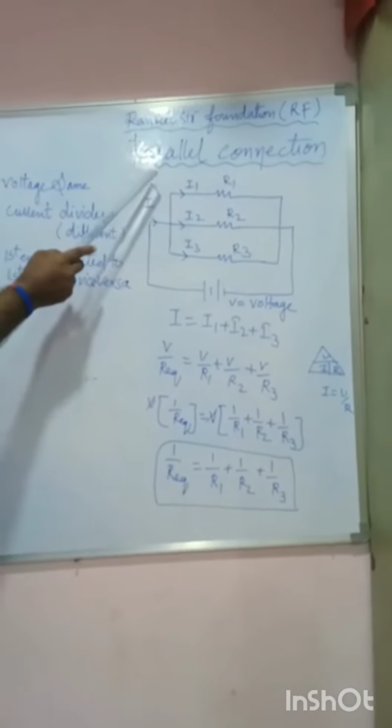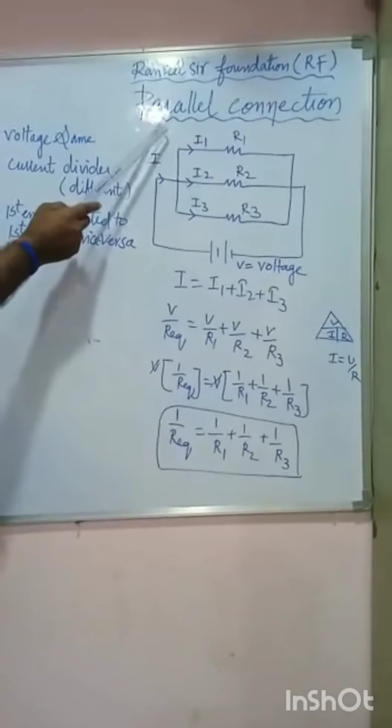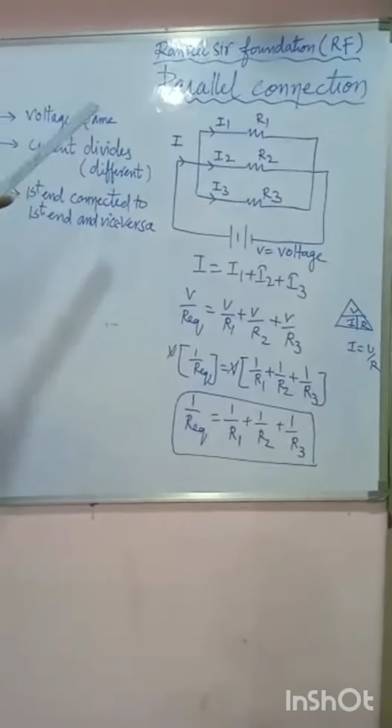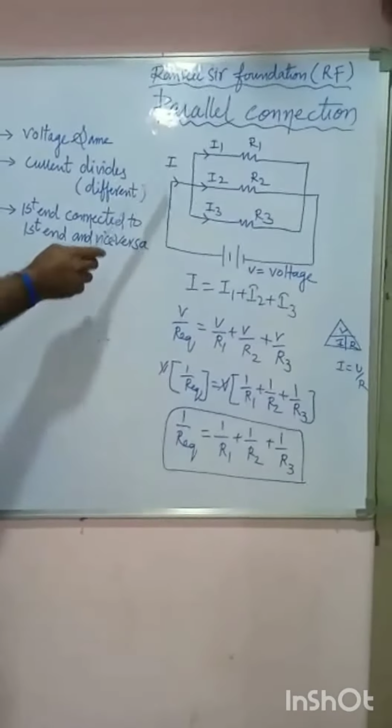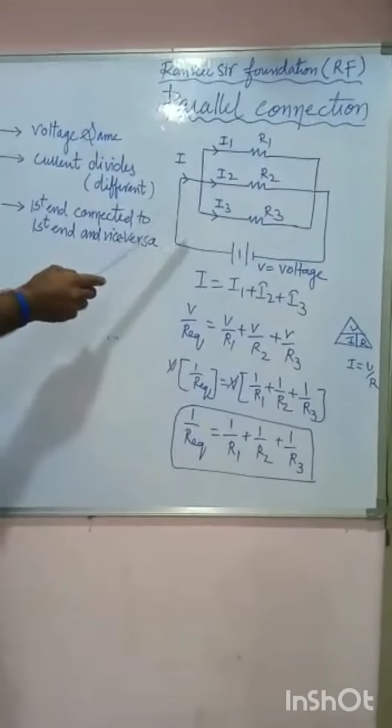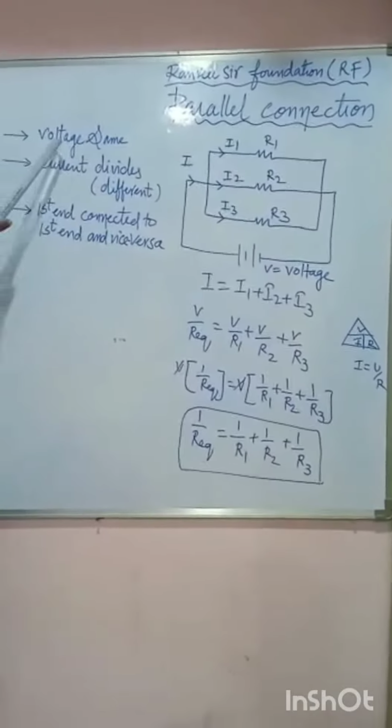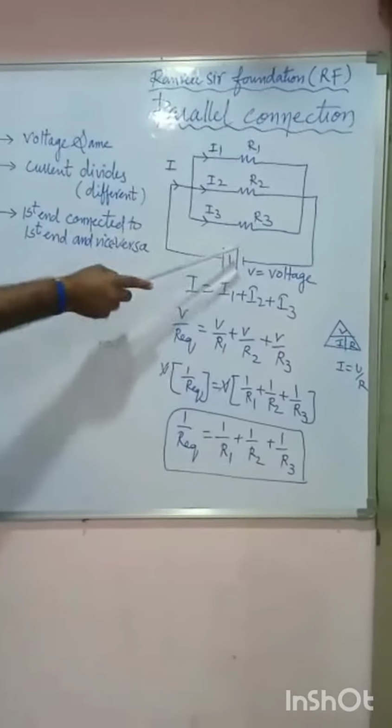Now today in this session we are seeing about parallel connection. In the last session we have seen the series connection and now we are seeing the parallel connection and its derivation. So as you can see here, it is a parallel connection because in parallel connection the voltage will be same. As you can see here, voltage is same in all the cases.